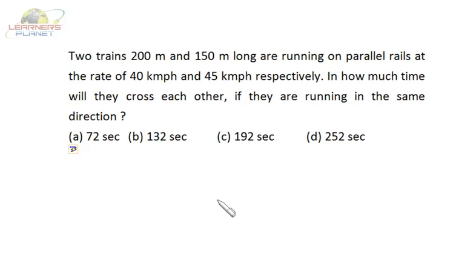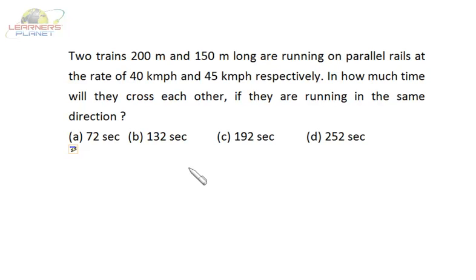Now here comes an interesting case. Two trains 200 meters and 150 meters are running on parallel rails at the rate of 40 and 45 km per hour respectively. In how much time will they cross each other if they are running in the same direction? Friends, very interesting question. Both the bodies over here have considerable length and they are moving in the same direction with their respective speeds. Now we have to find out the time when they cross each other.